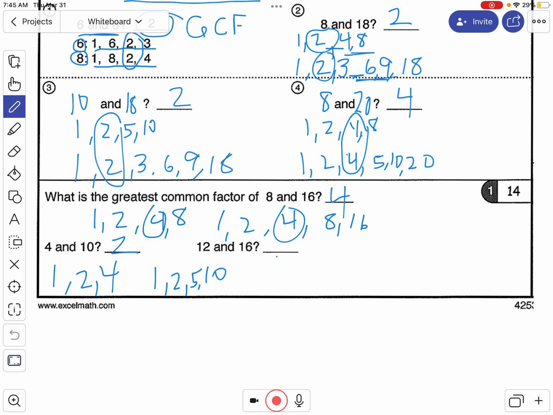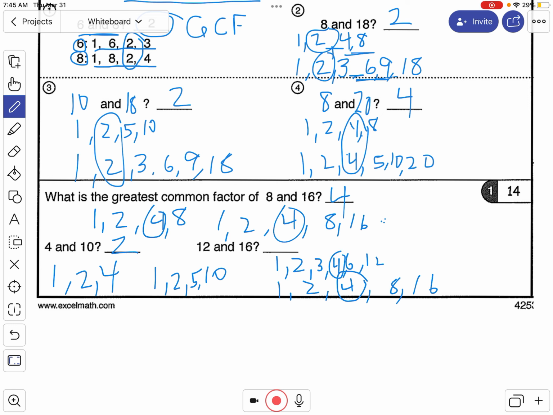Okay, so we got 1 and 12. 2 and 6, and then 3 and 4. 16, we just did that up here. You could just copy it. 1 and 16, 2 and 8, and 4 and itself. The biggest number in both lists is 4, right?